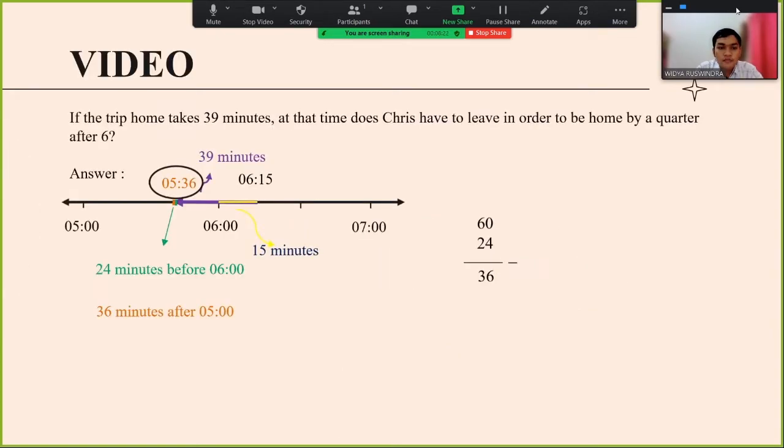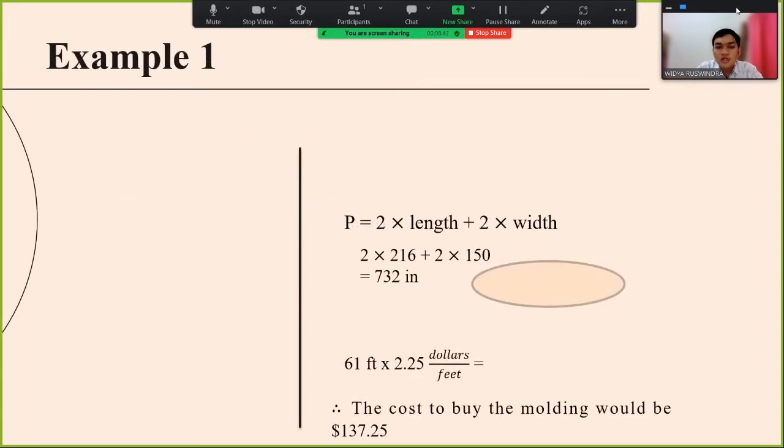I'm sorry. So the time Chris has to leave in order to be home by a quarter after 6 is 5:36. Okay, next question, example 1.